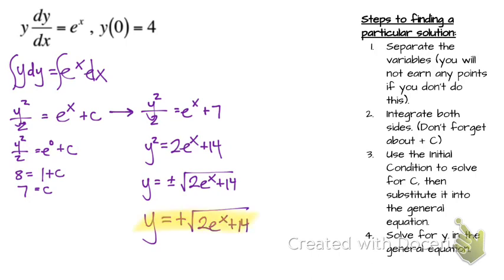So notice that at that very end point, you have to make a decision. I don't want to keep both of these plus and minus, I just want to know which one I need in order to get my initial condition back out, and that would be the positive square root. Perfect. So that was our last example of looking at solving differential equations.